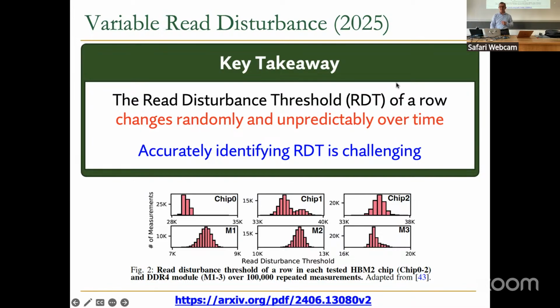But essentially, this says that if you configure your defense, let's say, assuming that one of the rows is vulnerable for some activation count, that activation count may reduce significantly two days later. So there's a danger over here. So this actually requires an even more intelligent controller that really understands what happens in the DRAM. And I believe this is going to get worse. There's more data that we're collecting. Yes.